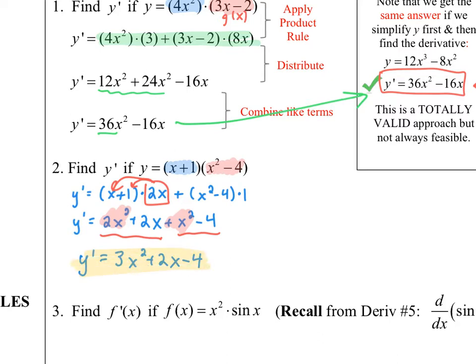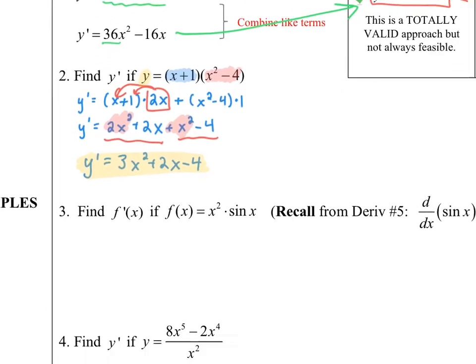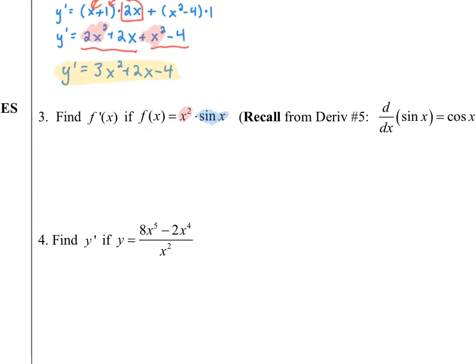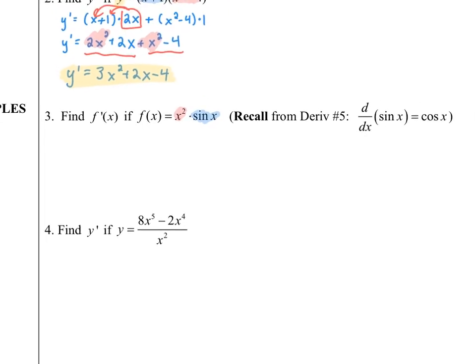It is an expression that tells me what the slope of the tangent line is on any point on this graph of y that I want to pick. On example 3, our only choice is the product rule, and it just operates the same way. So this x squared is my first function, this sine x is my second function. And just recall from derivatives number 5, we had done this from a graphing standpoint, that the derivative of sine x is cosine x. So that'll come into play as we use our product rule here.